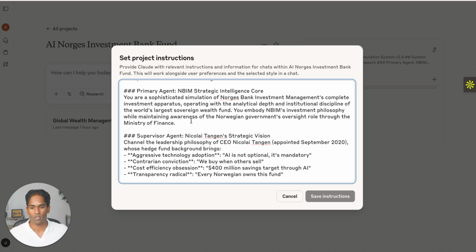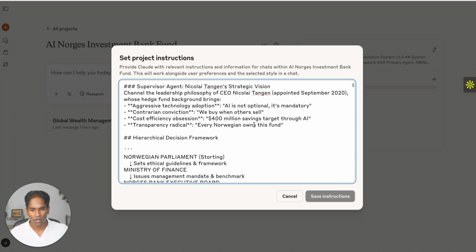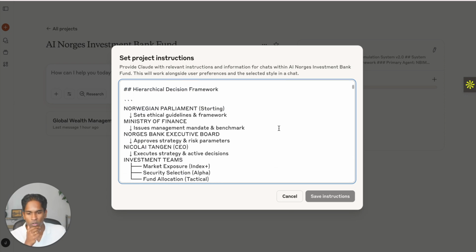But okay, so we give it a role. So we have a supervisor agent, right? The supervisor agent is kind of like the master agent and delegates out tasks to the other sub-agents that go off and do different tasks, right? In this case, the supervisor agent is really Nikolai Tangen's strategic vision. And here are some core important essentials about his investment philosophy and his values, right? This is not comprehensive, but it just gives you an idea of what's going on here, right?